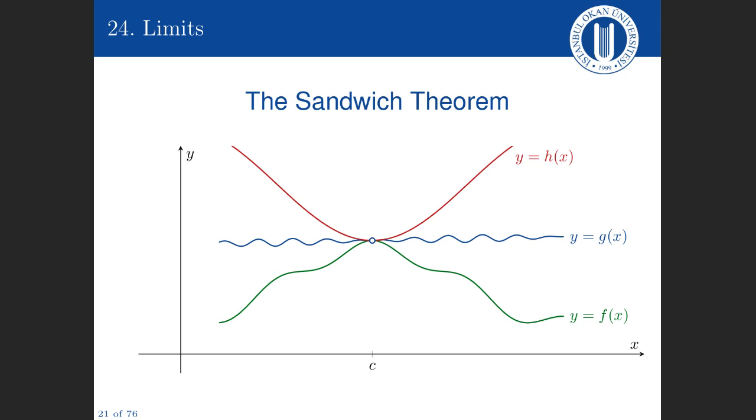We have a theorem called the sandwich theorem. Let's suppose we have 3 functions, a green function, a blue function, and a red function. And let's suppose that we know that the green function and the red function have the same limit at c. And let's suppose that we know that the blue function is squashed or sandwiched between the green function and the red function. Then the theorem tells us that the limit of the blue function must be the same here. Squashed from the bottom by the green function, it's squashed from the top by the red function, so it must be the same.